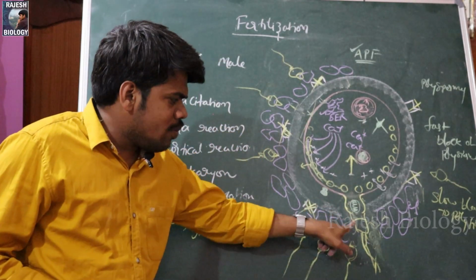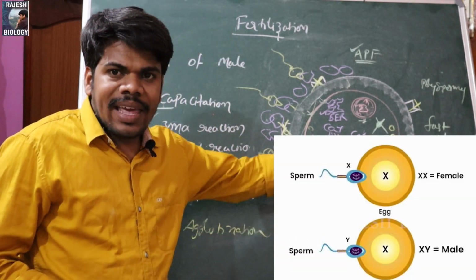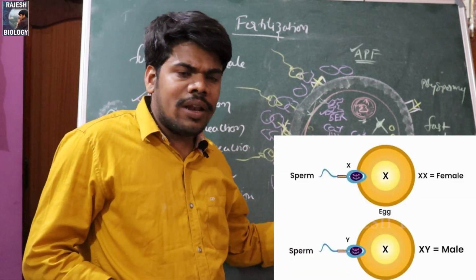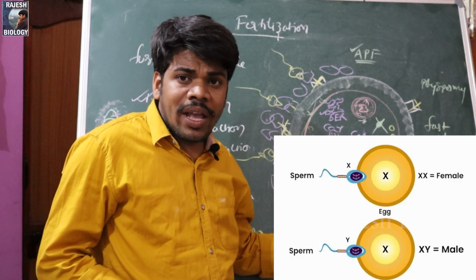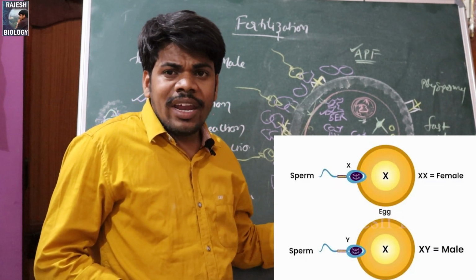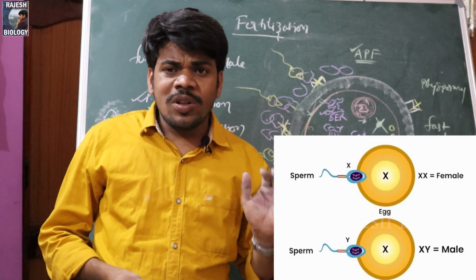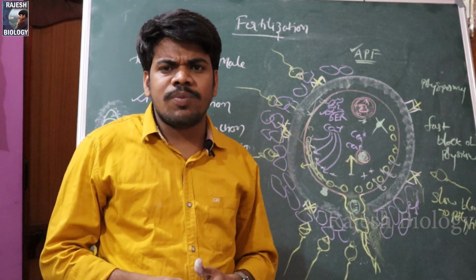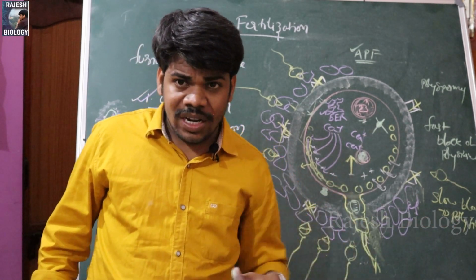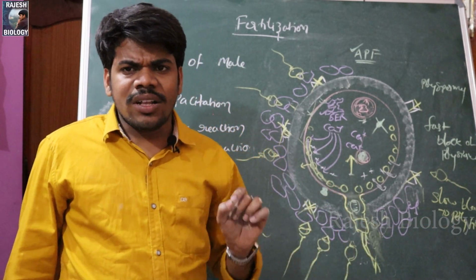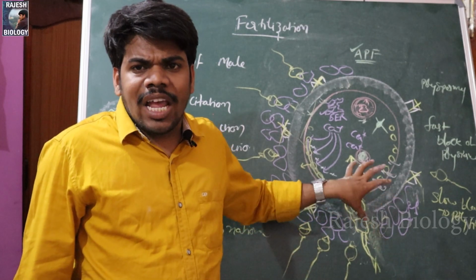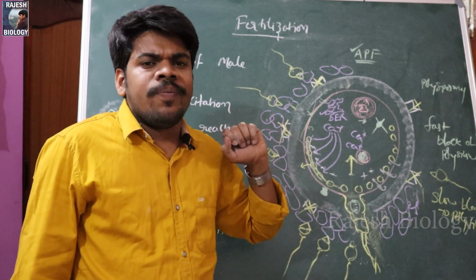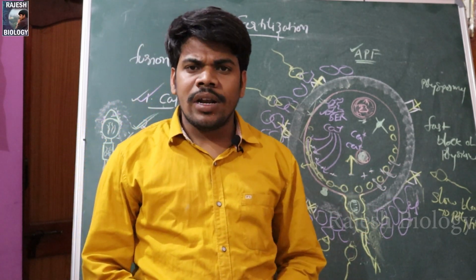Sex determination, you already know that. If the sperm cell carries the X chromosome, X and X, it becomes a female. If the sperm cell carries the Y chromosome, X and Y, it becomes a male. So sex is also determined at the time of fertilization. It does not take place in the first trimester or second trimester. The sex is determined at the time of fertilization only. So this is about fertilization.